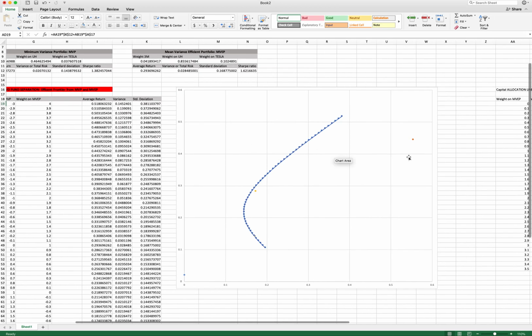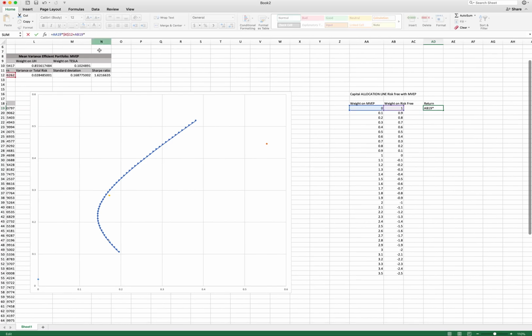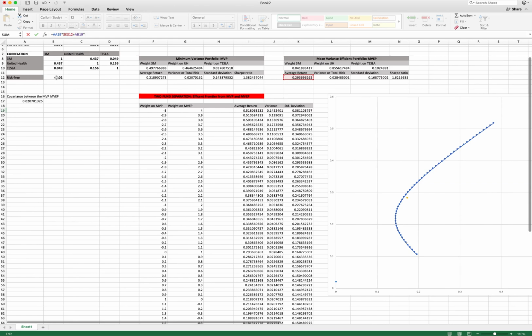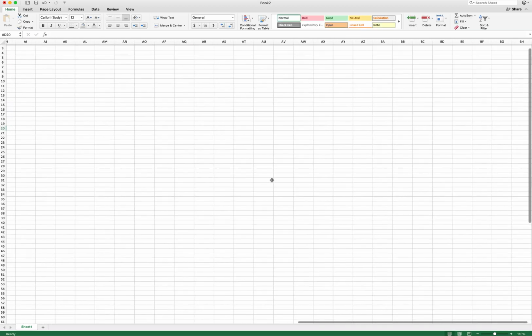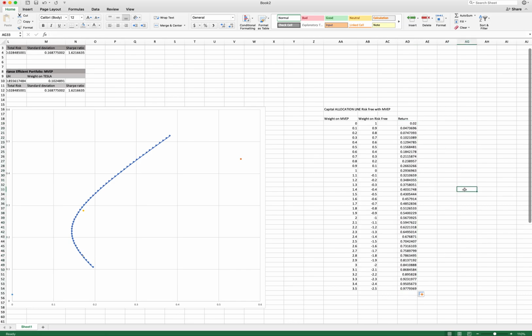Oh, what is that? No, that's not the right cell. Abort. That's the covariance. The right cell is this one. Okay. And you want to check that. You want to make sure that when the weight on the risk-free is equal to 1, you're exactly at 2%. Okay, so that's the return of this whole portfolio.